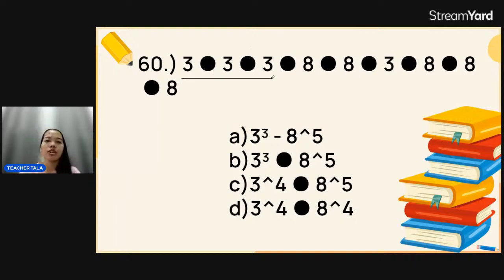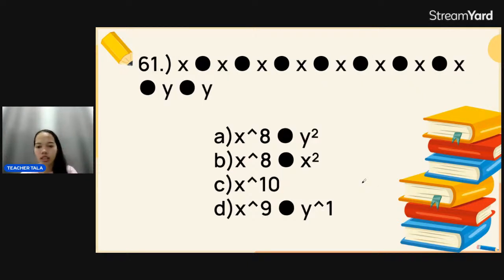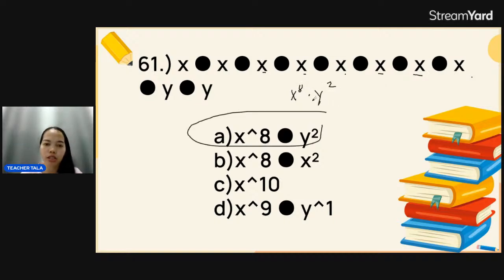Next. So how many 3's are there? Apat. So 3 to the power of 4 times, how many 8? 1, 2, 3, 4, 5. So 8 to the power of 5. So that answer is letter C. Next, how many x? 1, 2, 3, 4, 5, 6, 7, 8. So x to the power of 8 times y to the power of 2. That's letter A.